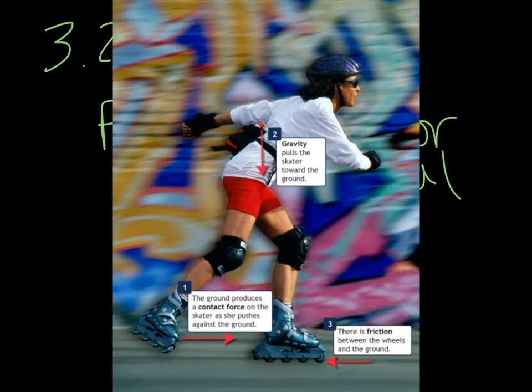Take this picture of this skater here, right? They have the contact force occurring down here when the skates push against the ground. We have a gravity force that is pulling the skater towards the ground. And then there's friction between the wheels and the ground, which is again another force. So just like velocity, force is a vector because it has both a size and a direction.